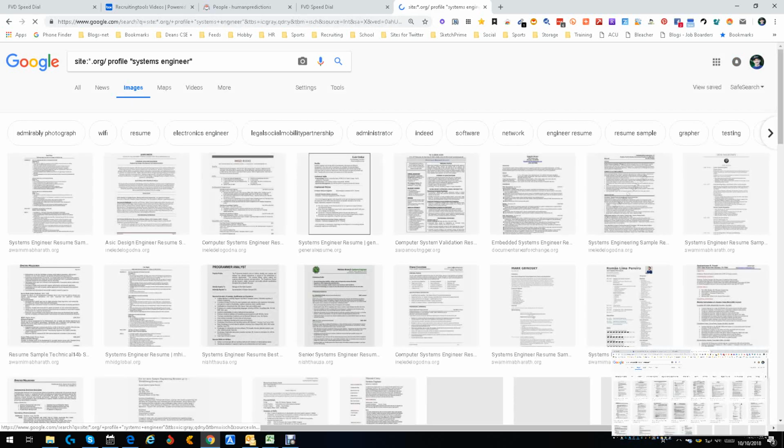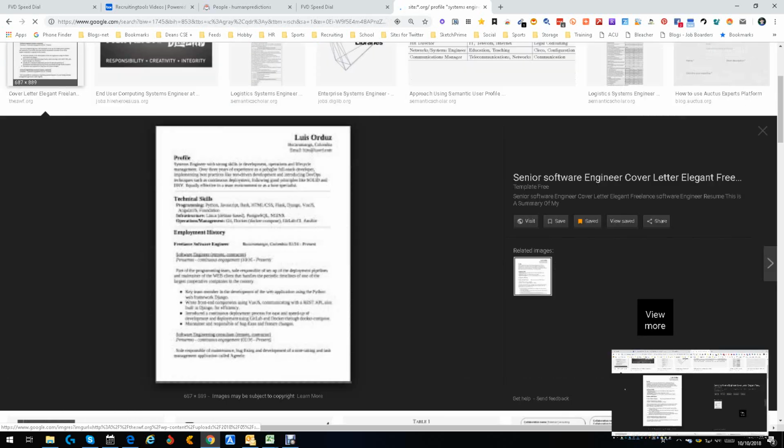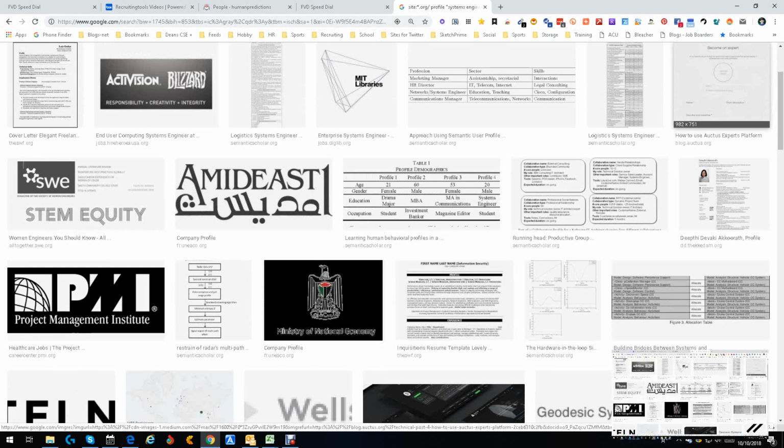These are mostly black and white, so I'm not going to worry about that. Let's get rid of samples and example, minus sample. Now the only problem with this is remembering, sometimes, that you may be getting rid of real resumes that say, this is my example thing or something. This is a cover letter with a profile with Python and all that. He is a freelance software engineer, probably does system engineering here somewhere. And there's an email address. I'm a happy camper.